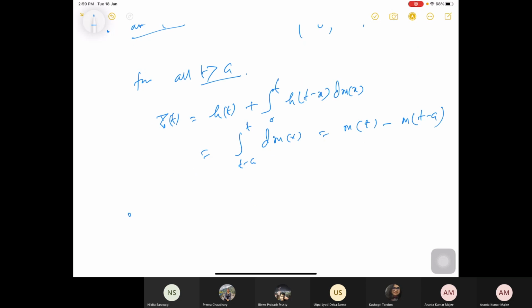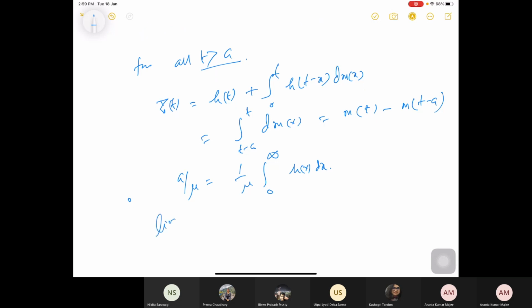Another thing is that you check that a by mu should be 1 by mu times the integral from 0 to infinity of h(x) dx. So now for your non-lattice case, from Smith's theorem I have that the limit as t goes to infinity of Z(t), if my mu is finite, is 1 by mu times the integral from 0 to infinity of h(x) dx, it is given to you. That means nothing but this is a by mu. So I have that the limit as t goes to infinity of m(t) minus m(t minus a) is actually a by mu, for mu positive and finite.